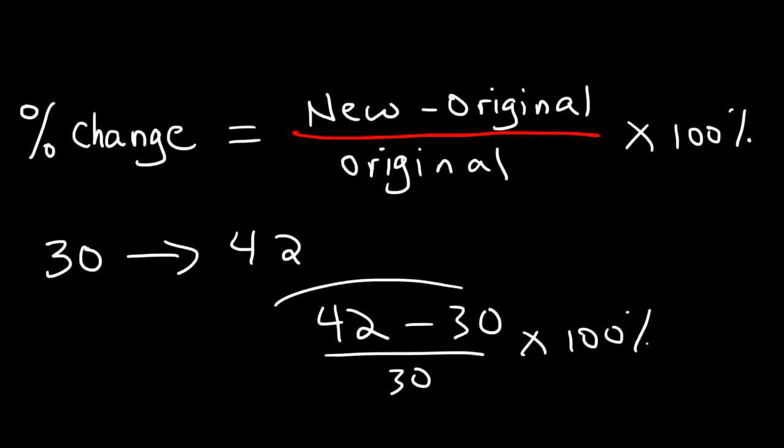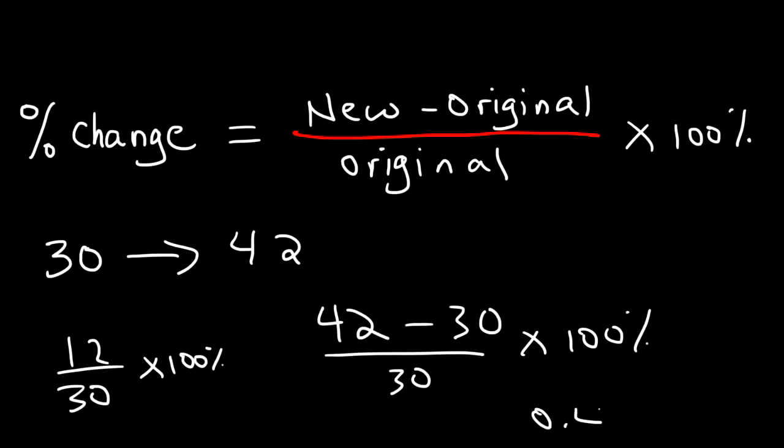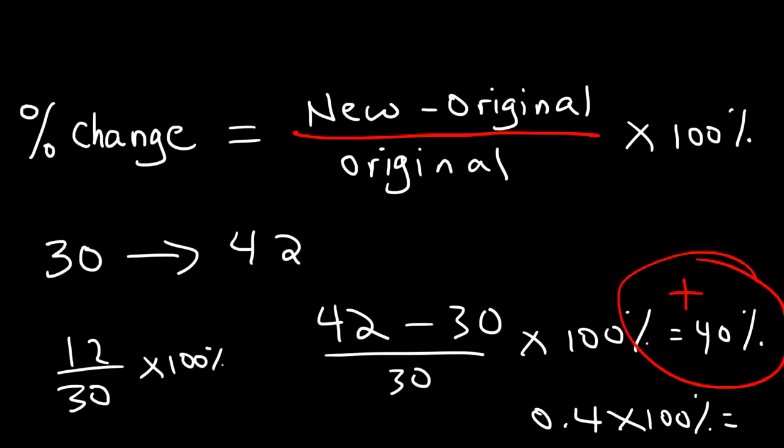So first, subtract these two numbers. 42 minus 30 is 12. And if you divide 12 by 30, that will give you 0.4. 0.4 times 100% is 40%. Now notice that this is positive 40%. So because it's positive, it represents a percent increase.